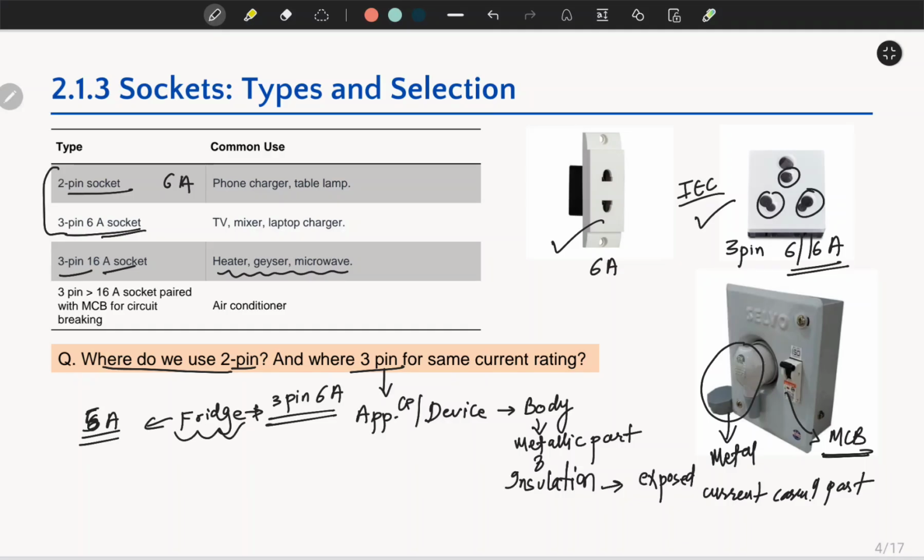But for devices like my phone charger, the charger has insulation and its body has no metallic part, and there is no chance of shock to the person using it. So phone charging will use a 6 ampere 2-pin socket. So we have understood what the different sockets are and where they are used.